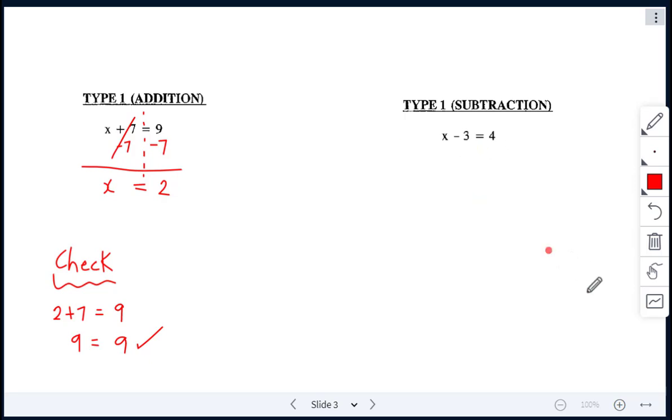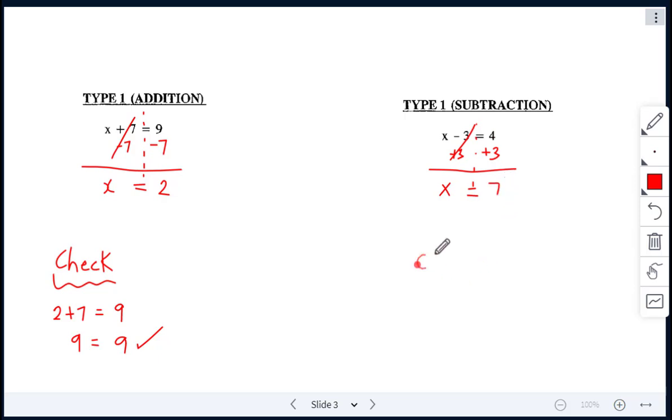Okay, let's take a look at this one here. So we have x minus 3 equals 4. So how are we going to undo minus 3? We got to show our steps. So we're going to add 3, right? We're doing the opposite operation so that we can get x by itself. So minus 3 plus 3, that's just 0. So we're left with x is equal to 4 plus 3. So x is equal to 7.